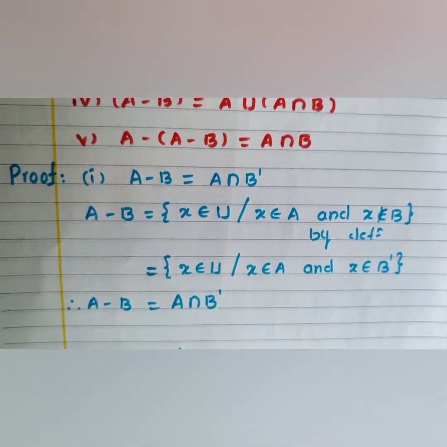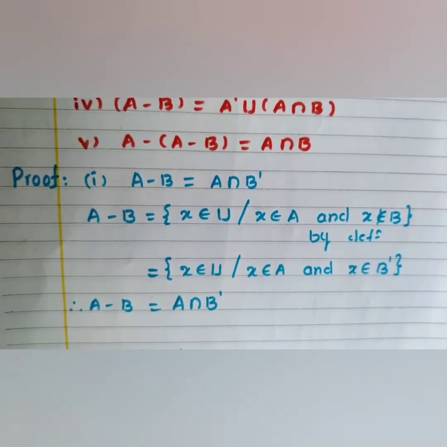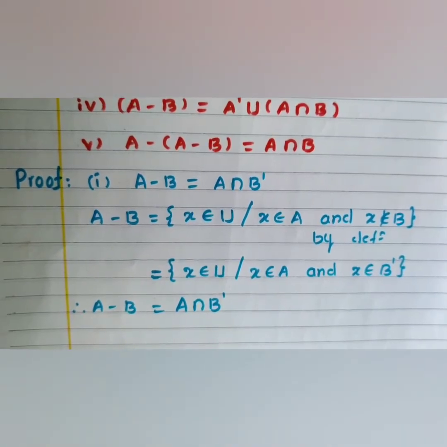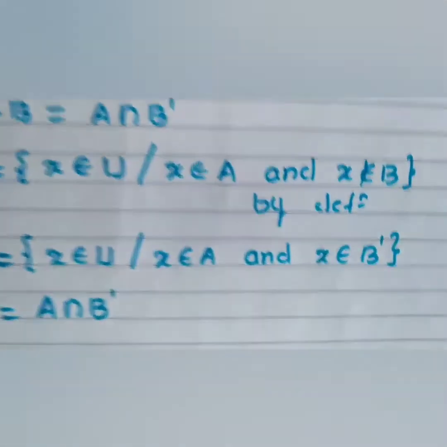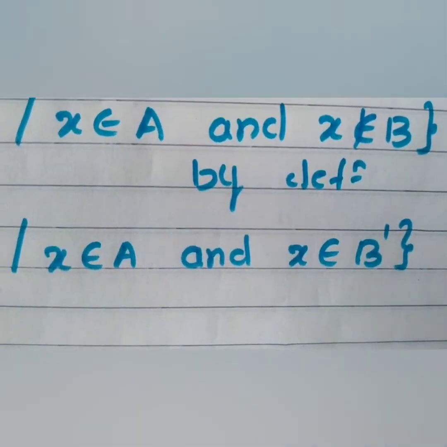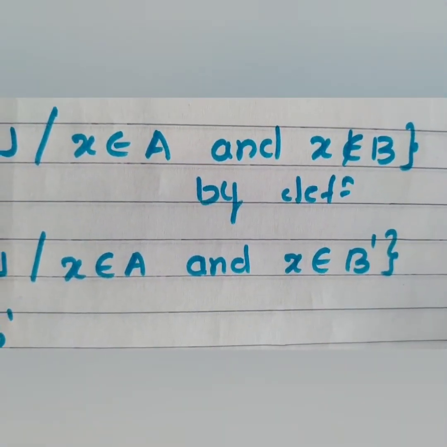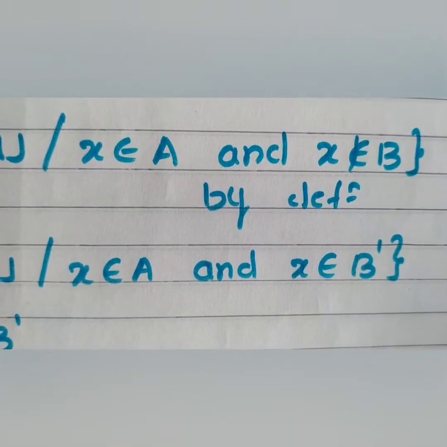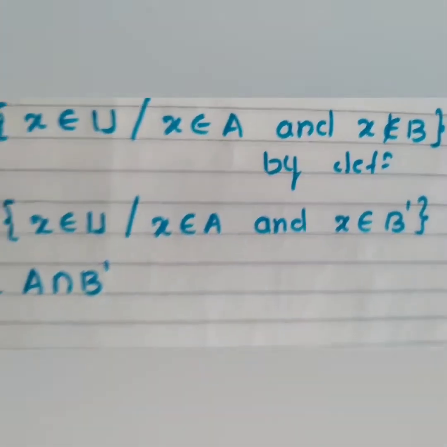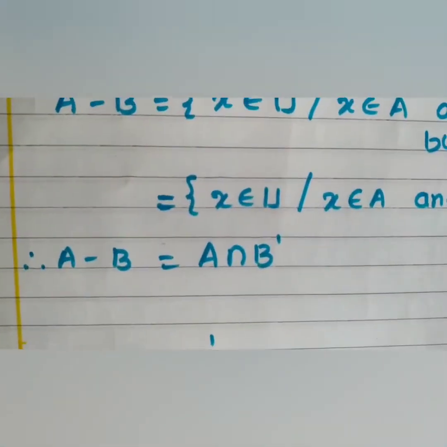What do you mean by X does not belong to B? It means that X belongs to B dash. Now there is X belongs to A and X belongs to B dash. What do you mean by X belongs to A and X belongs to B dash? That means X belongs to A intersection B dash. So this is the definition of A intersection B dash.